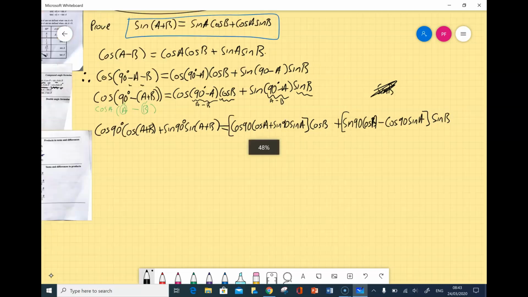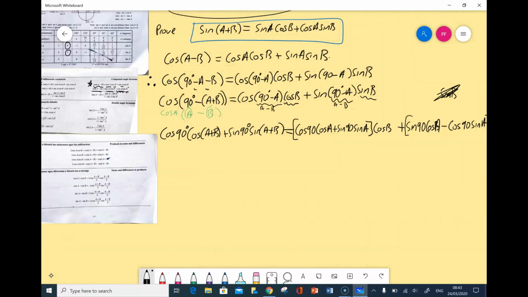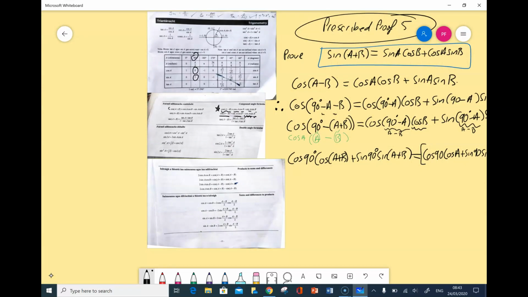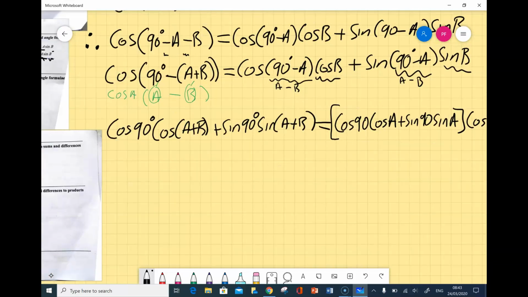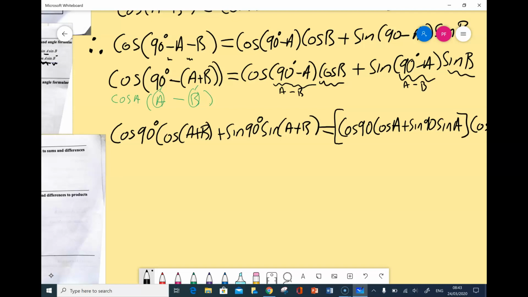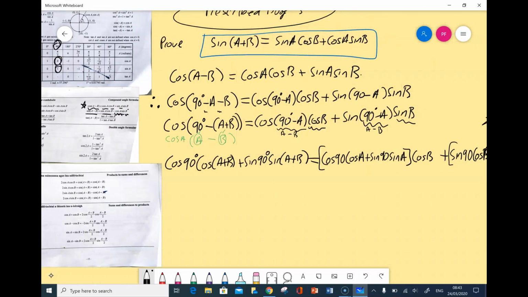Okay, right, nearly there. So let's look up what the cos and sine of 90 is. So we can see that the cos of 90 is 0, the sine of 90 is 1. So all cos 90s turn to 0. So on the left-hand side here, this cos 90 turns to 0. This cos 90 turns to 0, so all that is gone. Sine 90 turns to 1, so that just leaves me with sine of A plus B on the left.